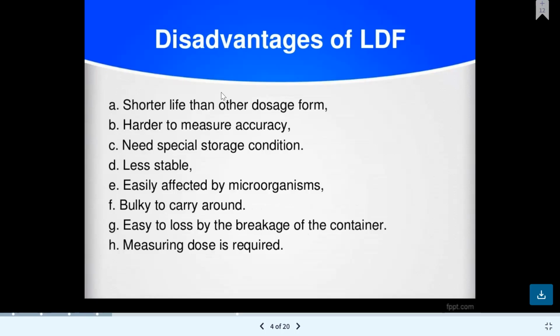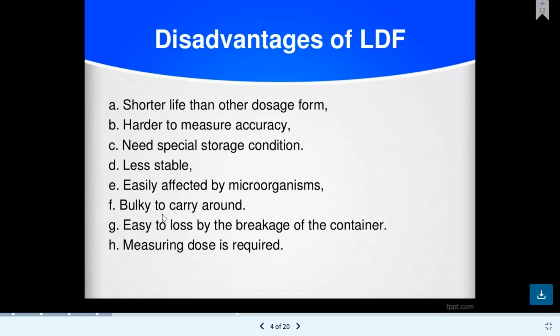There are also some disadvantages of liquid dosage form, such as shorter shelf life than other dosage forms. Their shelf life is very short. It is harder to measure accurately; you cannot measure the exact dose. It needs special storage conditions, because it is a liquid dosage form, so special care is needed for storing such drugs. It is less stable and easily affected by microorganisms. All of you know that microorganisms are very small entities, and their growth is much more in a liquid medium. So it is easily affected by microorganisms.